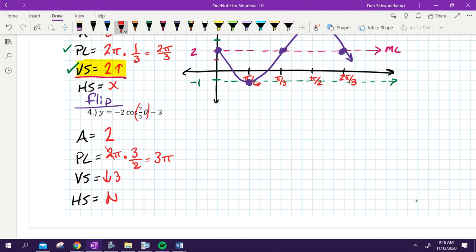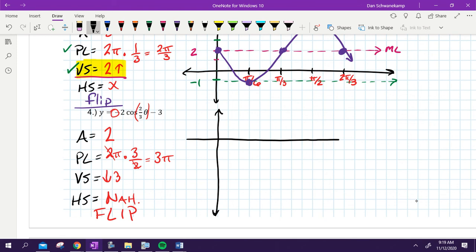And then the horizontal shift is a no. What else do I need here that I didn't put? It is flipped. I've got a negative sign here in the front. Don't forget to write flip, otherwise we'll forget it. Let's graph it. I'm being vertically shifted down 3, so I'm going to put a whole lot more underneath my x-axis than above it. Boom.